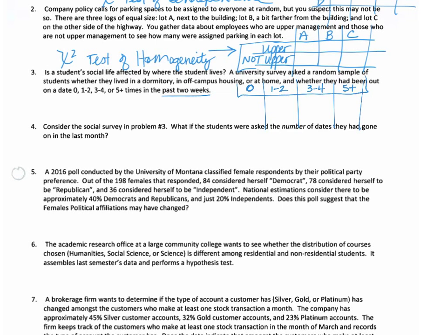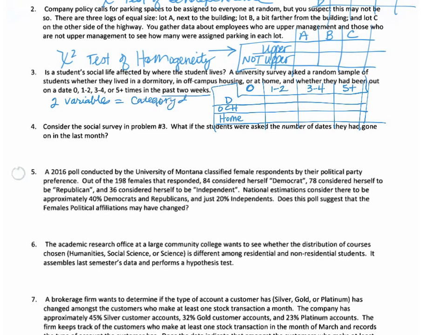All right. And so then we have dormitory, off-campus housing, and living at home. So what we have is this situation here. What type of organization of data do you think we have? Independence. Looks like we have 2 variables: the category of dates, and where you live. So good. Chi-square test of independence.